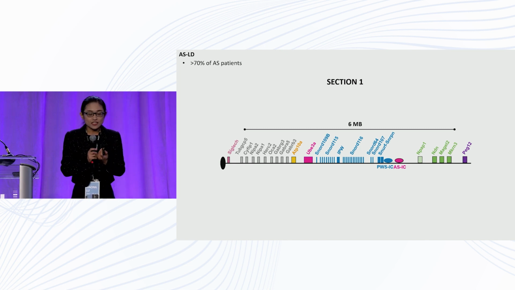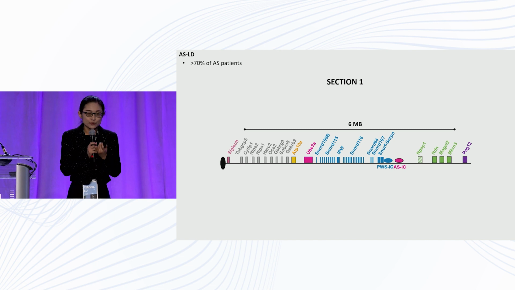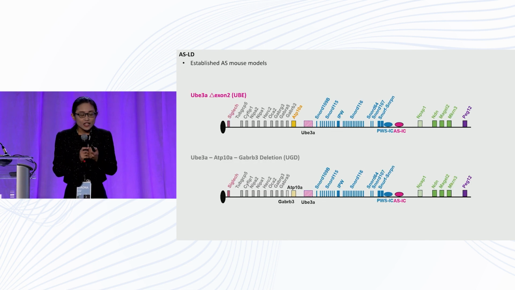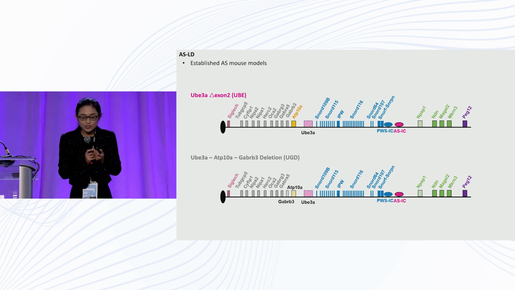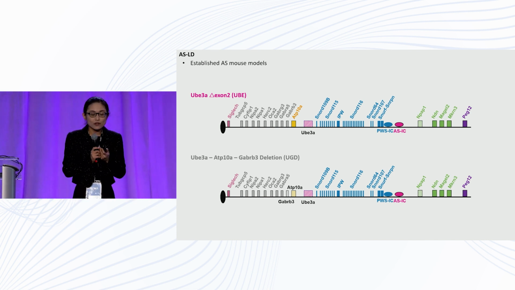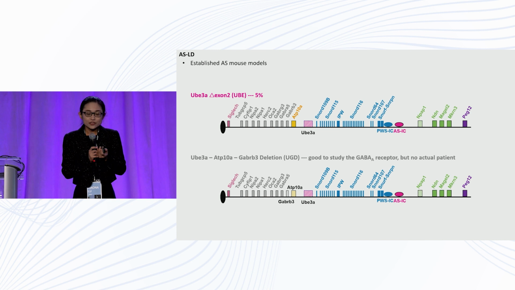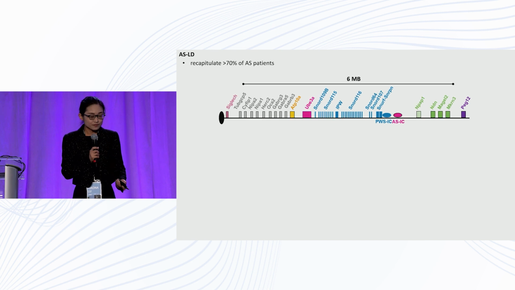More than 70% of Angelman patients lack the maternal contribution from chromosome 15q11 to q13, about 6 megabases. I know a lot of people already know this. However, the established UBE3A exon 2 deletion mouse model and the UGD mice cannot represent this majority of Angelman syndrome patients very well. The UBE3A model only recapitulates about 5% of the Angelman patients, while the UGD mice are very good to study the GABA cluster, but no patients have just the UBE3A, ATP10A, and GABRB3 deletion.